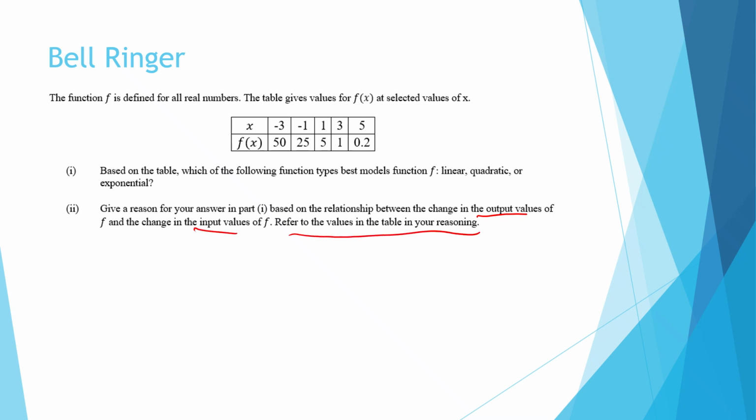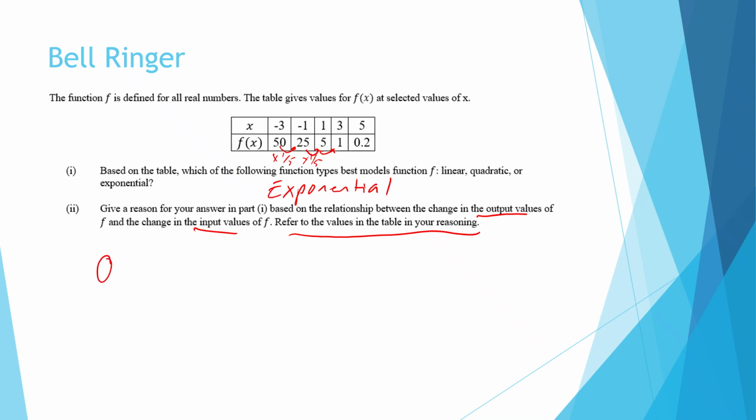values in the table. So this here, if we take a look, we see 50 to 25, 25 to 5, 5 to 1. So it's decreasing really quickly. So this is probably going to be exponential. And then here we're really just dividing by 5. So here we're multiplying by 1/5.